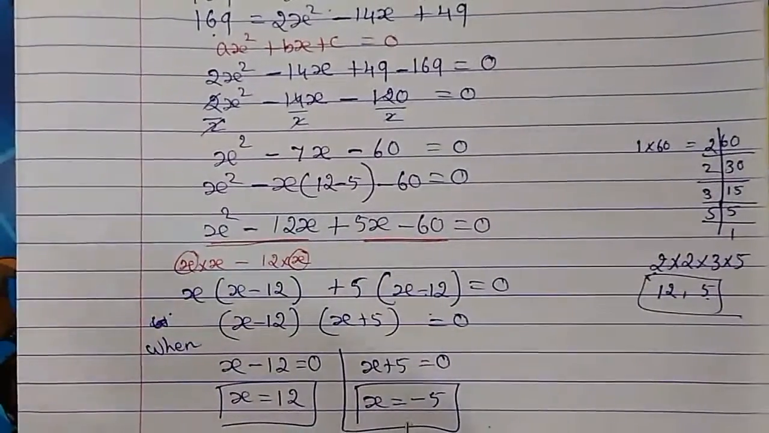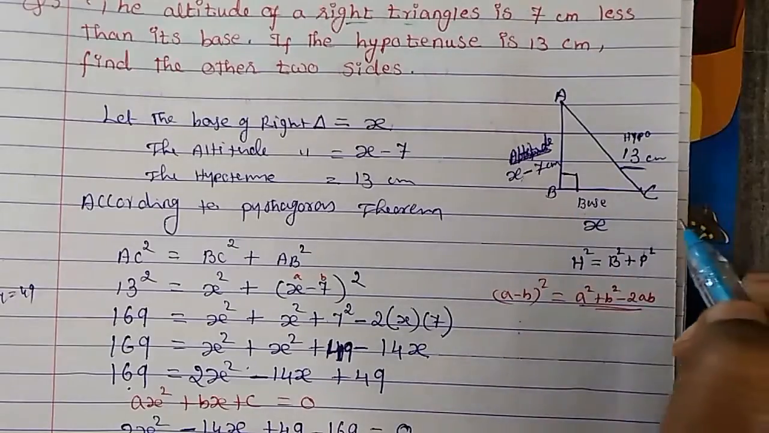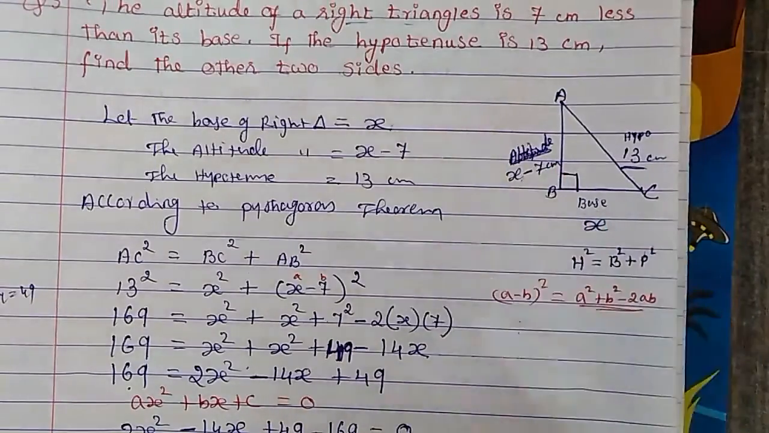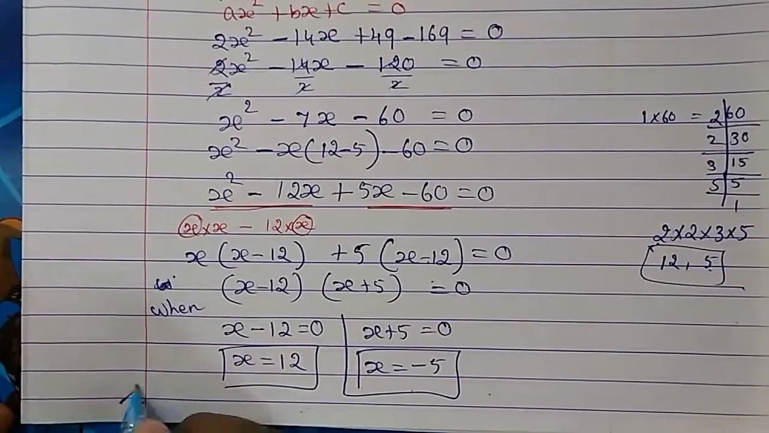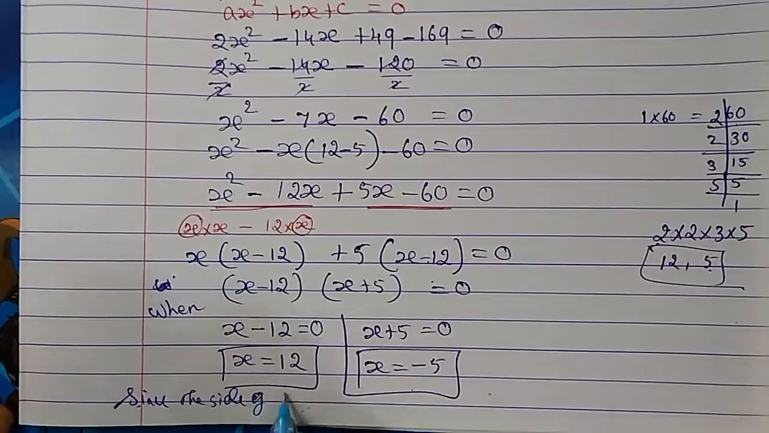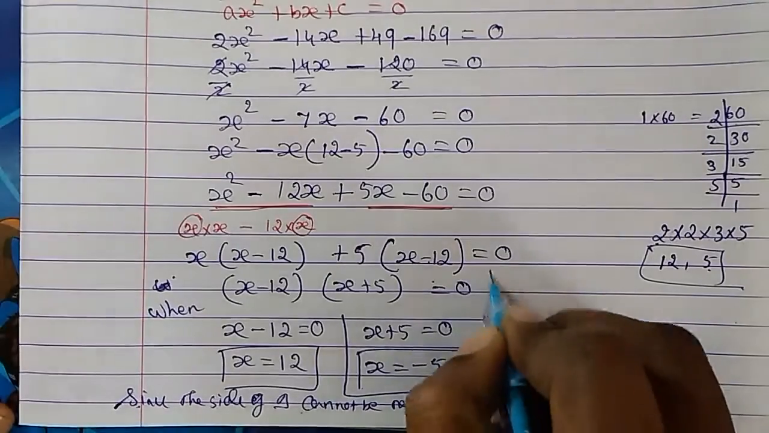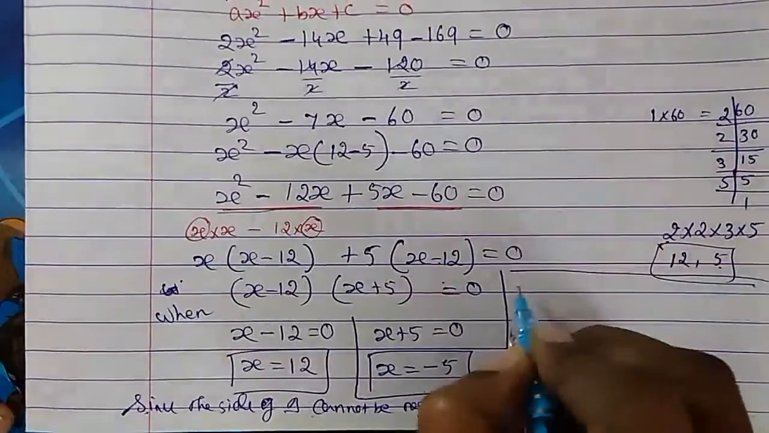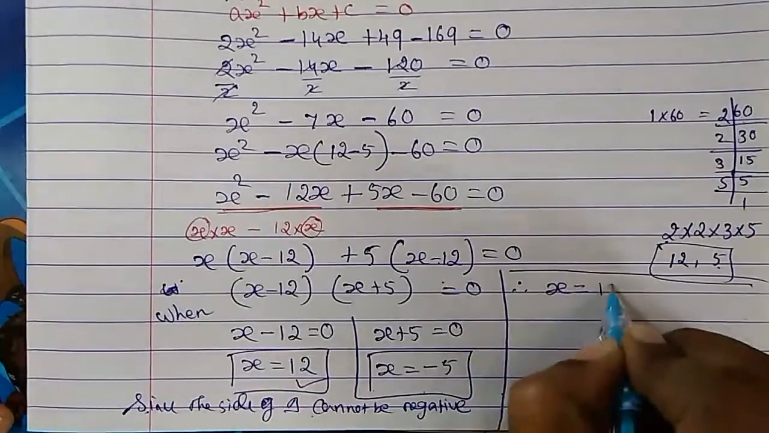So now these are the two sides we have to find out, that is, altitude and base. This cannot be negative. A side of a triangle cannot be negative. So since the side of a triangle cannot be negative, therefore we take x equal to only this value, 12.